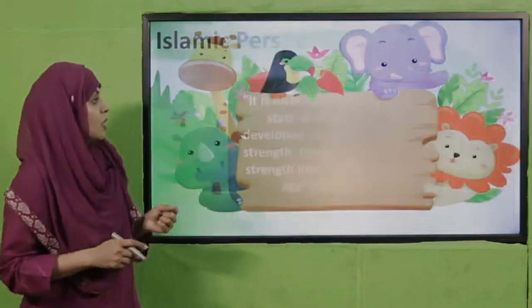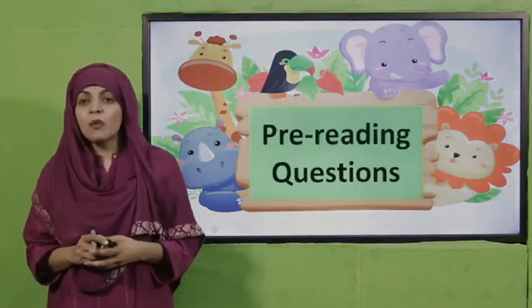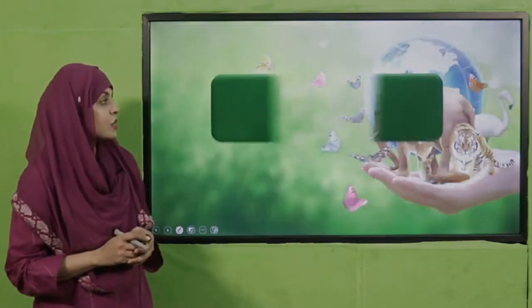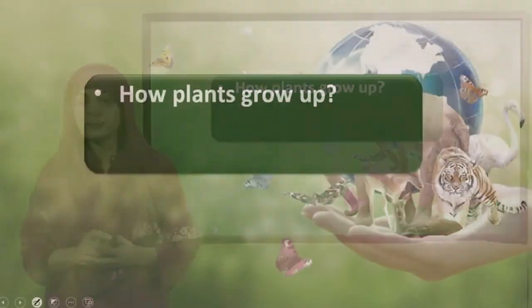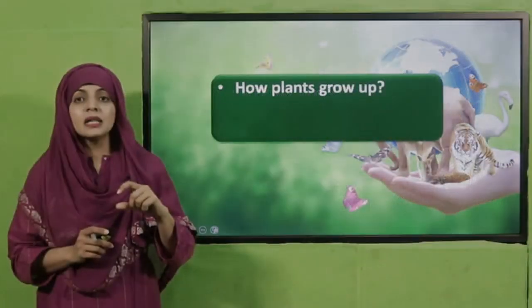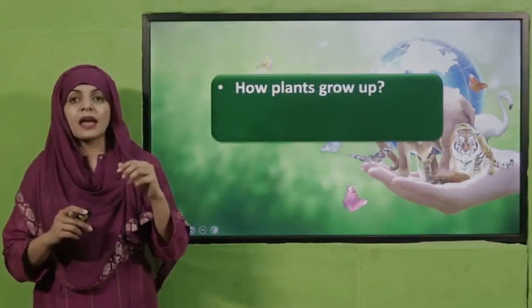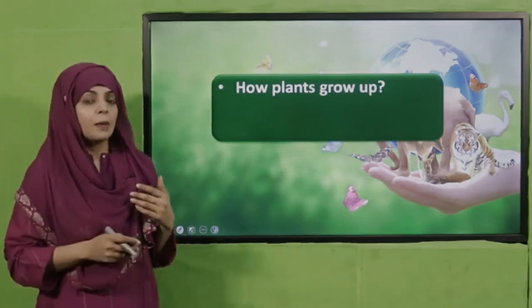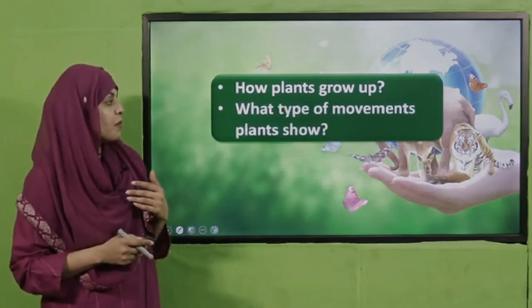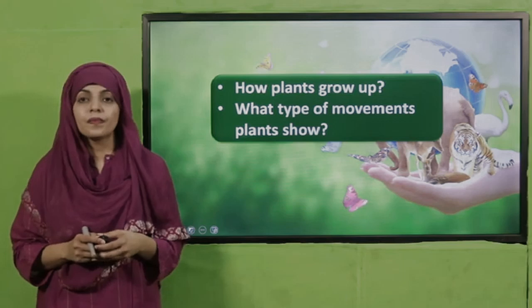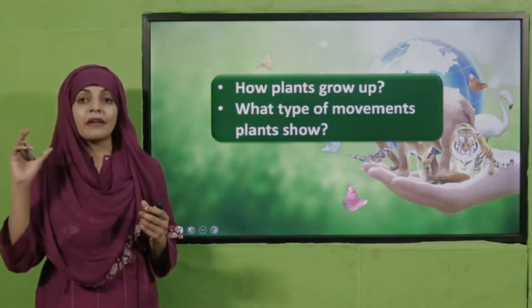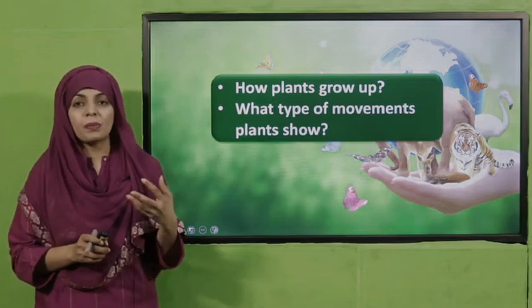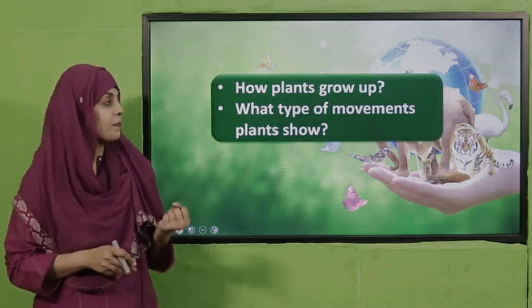So my dear students, now let's quickly move forward towards the pre-reading question. Listen to the question and then answer. How do plants grow up? They grow from a seed into a tiny plant and then they start growing. Then what type of movements do plants show? They move when they are touched. They move with the direction of the sun. So this is how plants show movement.